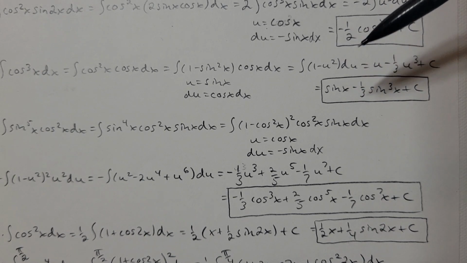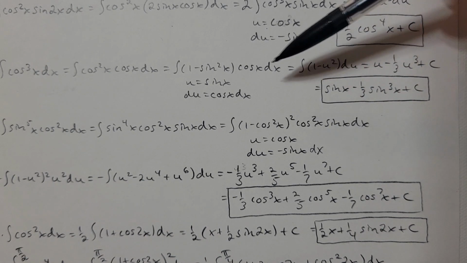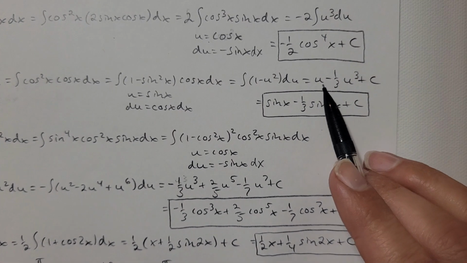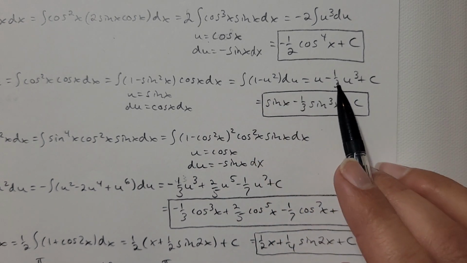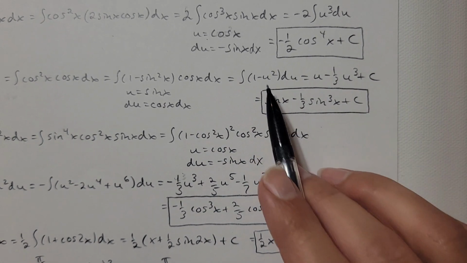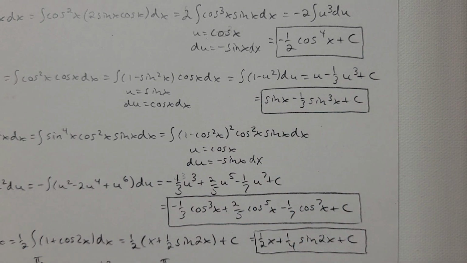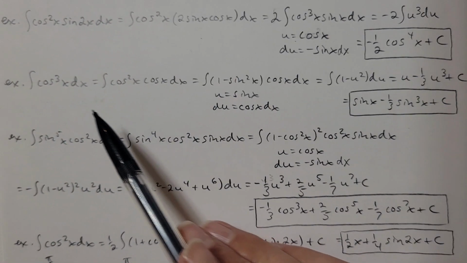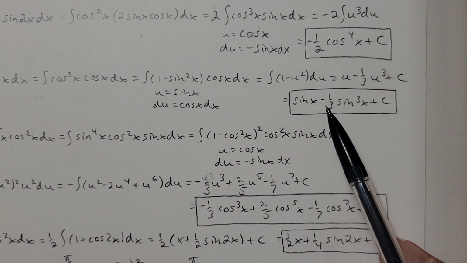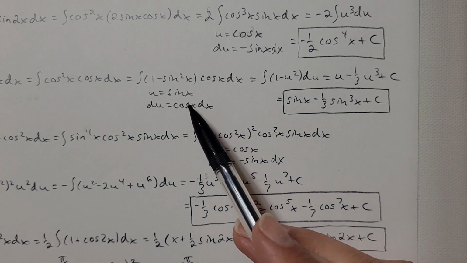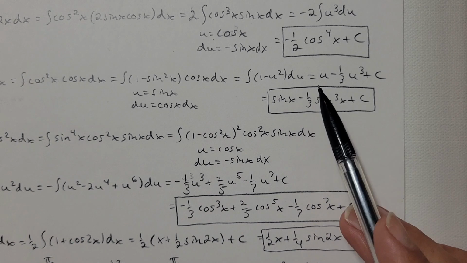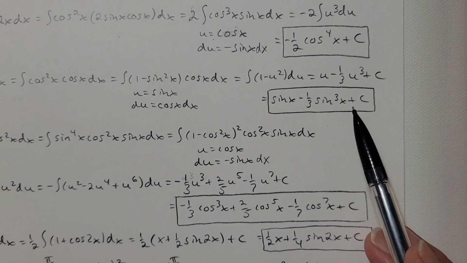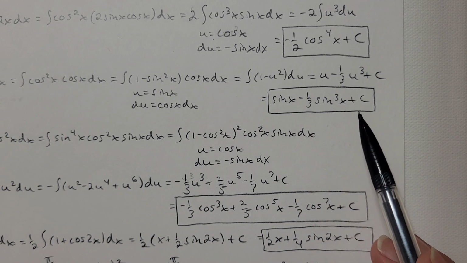And I have the integral of 1 minus u squared du. The antiderivative of that would be u minus 1/3 u cubed plus a constant. It's an indefinite integral, so remember to tack on the plus c there. My original integral involved x, right? So I want my answer to involve x. Well, u is sine x. So where I see u, let me replace that with sine x. I get sine x minus 1/3 sine cubed x plus c. That's going to be the answer there.